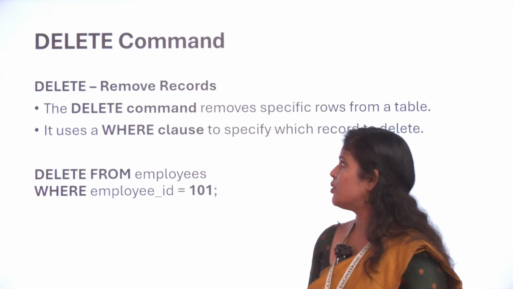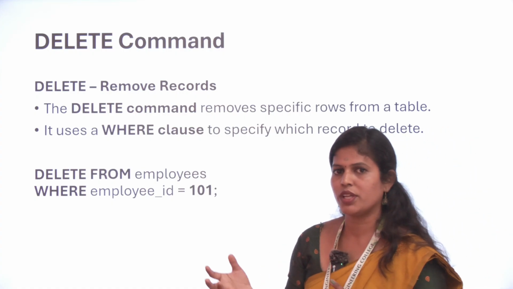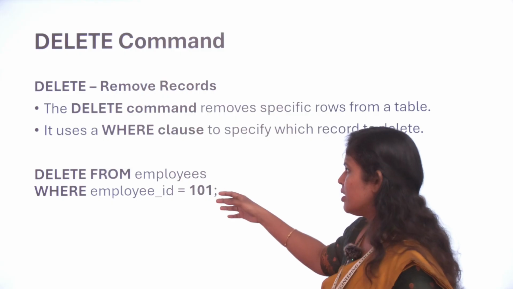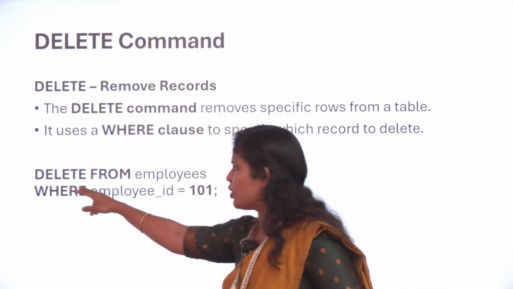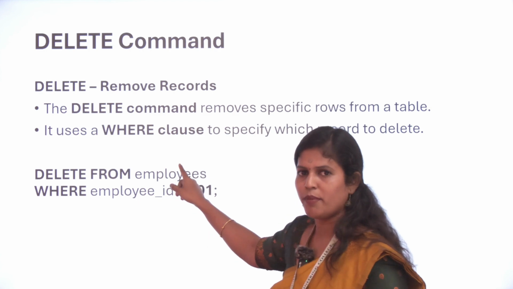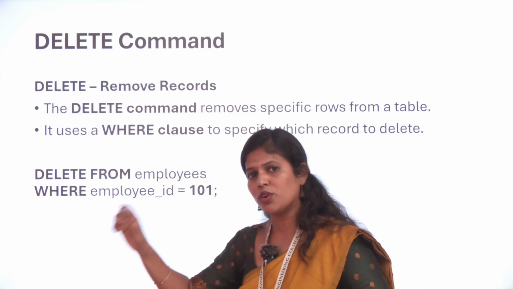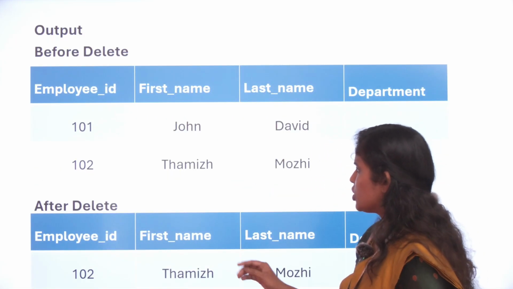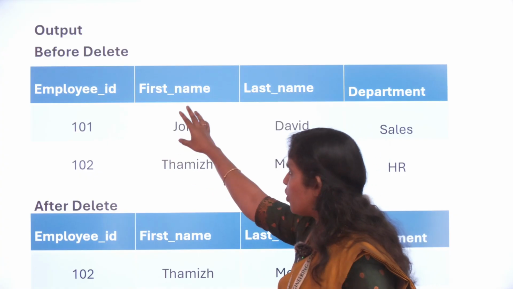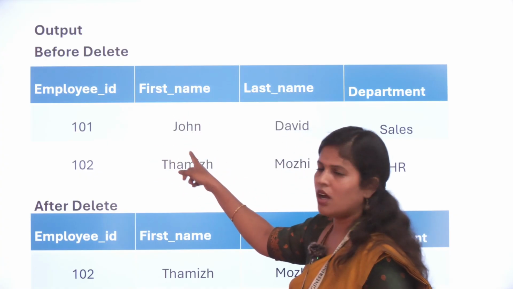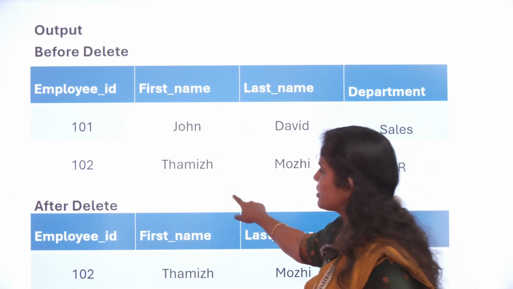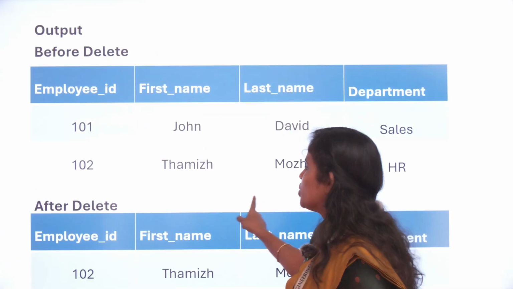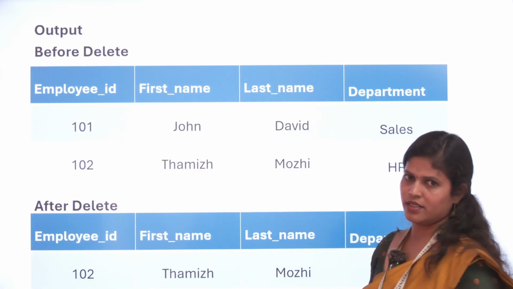Delete will help you to remove specific rows from the table. You can also use the where clause here. To do that, we use delete from, which table? From employees. Where do you want to delete? Which one do you want to delete? Where employee ID equals 101. Here you can see that before the delete there were two rows, right? After this command, employee ID 101 should be deleted, right? So that row has been deleted after this command.